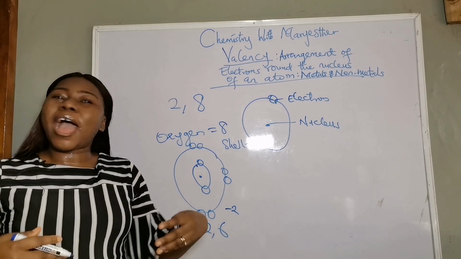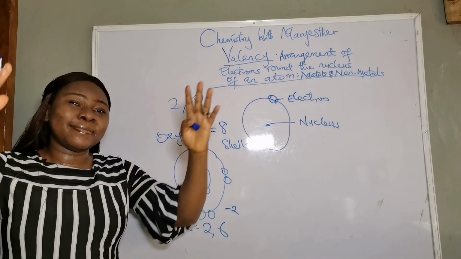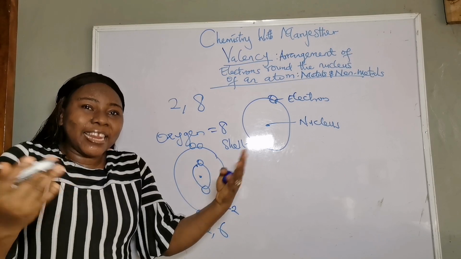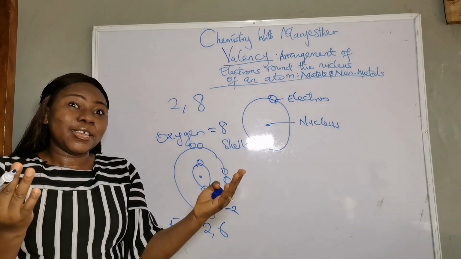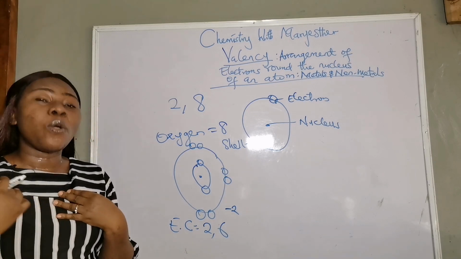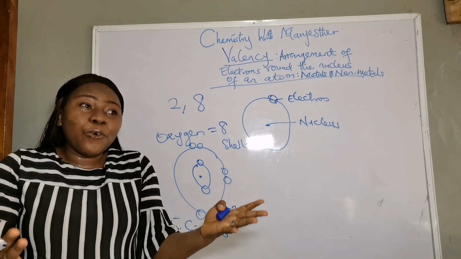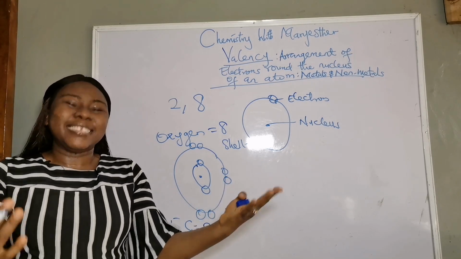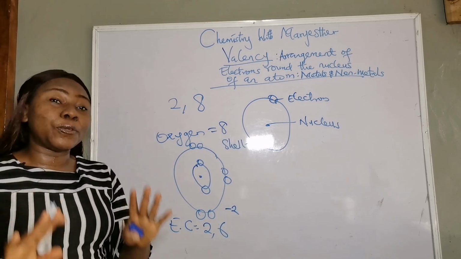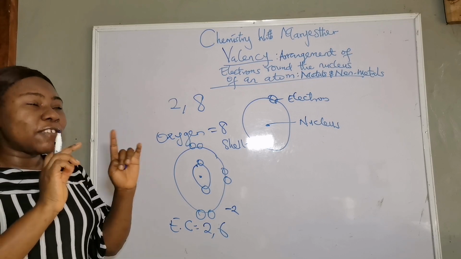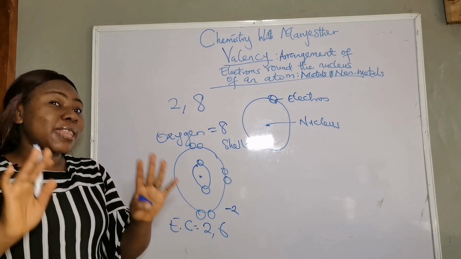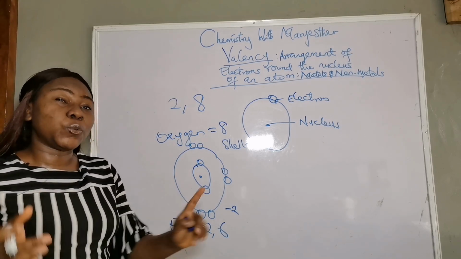Remember, metals are givers. They lose electrons. So they give out to non-metals for them to become stable. While non-metals are those elements that gain electrons to become stable. So, with the idea of valency, you can differentiate between metals and non-metals in terms of electron gain or electron loss without stress.